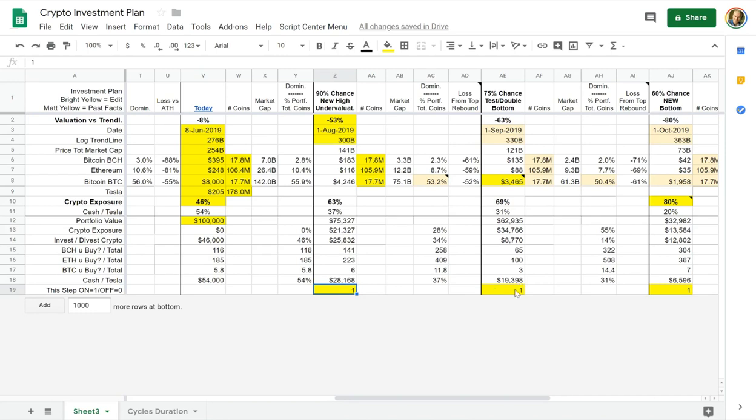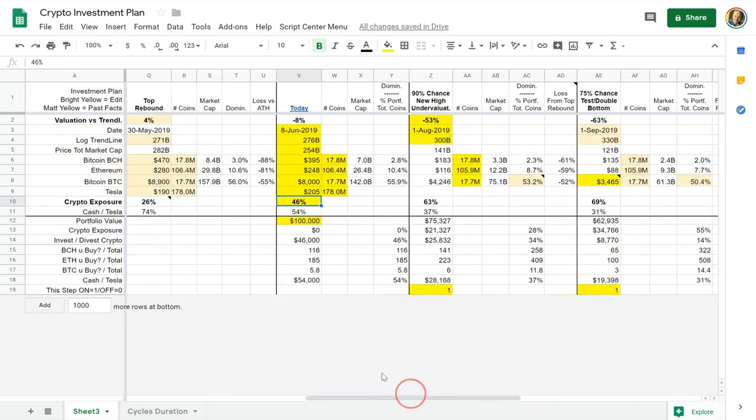But you can disable some. If you just put it to zero, you will skip this step and immediately go to the next step. For example, with 100K, my exposure currently is 46%, but that will be different for you. That means currently I have this amount invested in crypto and this amount in Tesla. I have also indeed invested all my cash in Tesla as of yesterday.